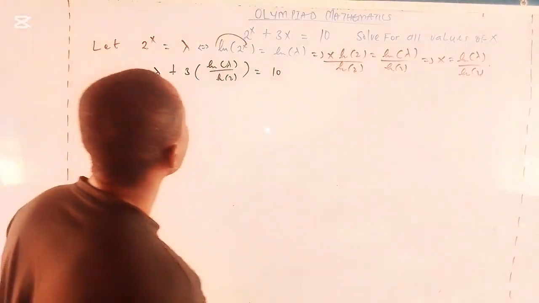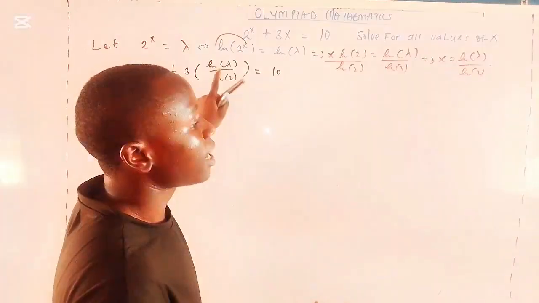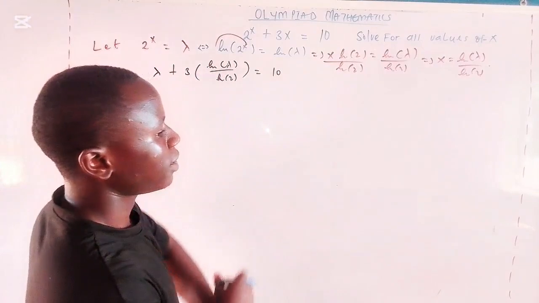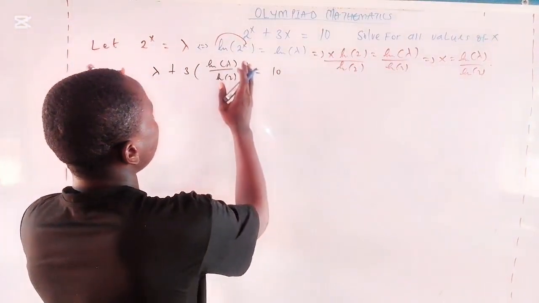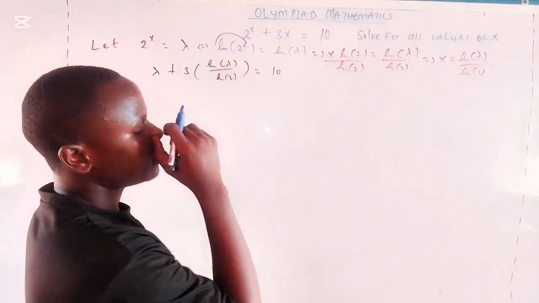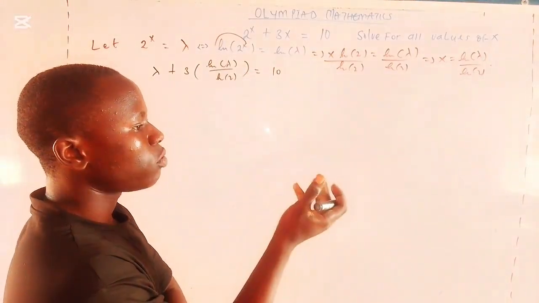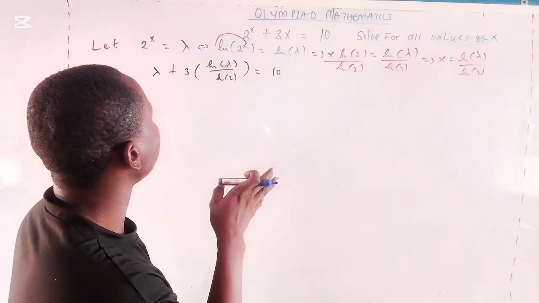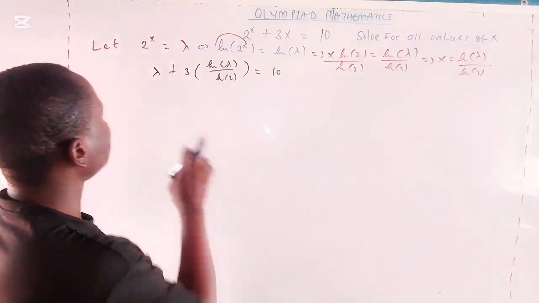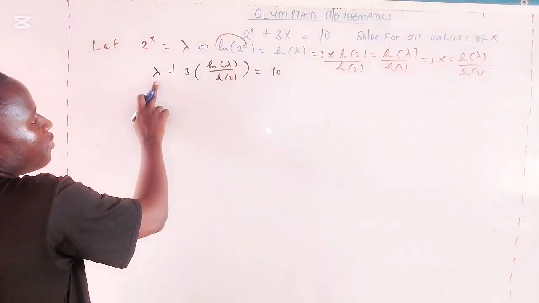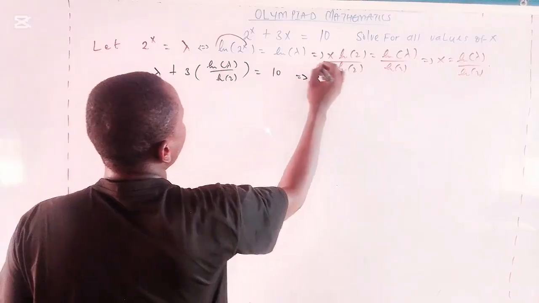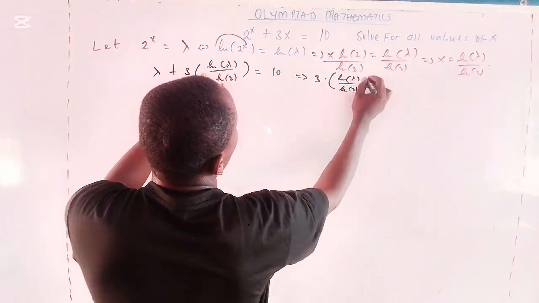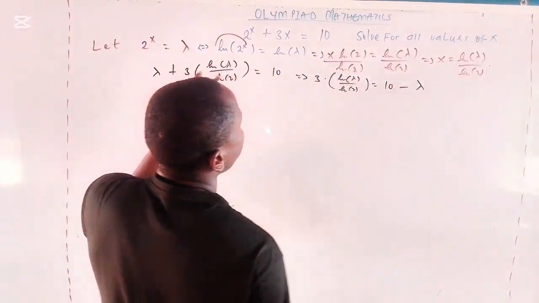Now, my aim is to write natural log of lambda on its own, on my left hand side. So I want to isolate natural log of lambda. How can I isolate natural log of lambda in this particular equation? The first thing I'm going to do is to subtract lambda from both sides. So if you do that, we have 3 multiplied by natural log of lambda over natural log of 2, which is equal to 10 minus lambda.